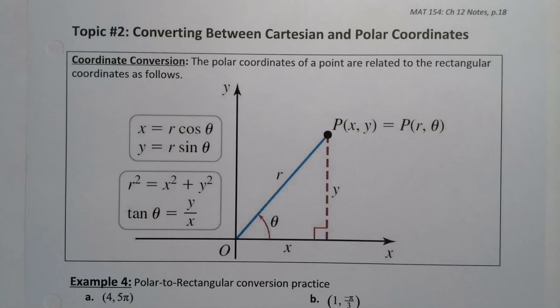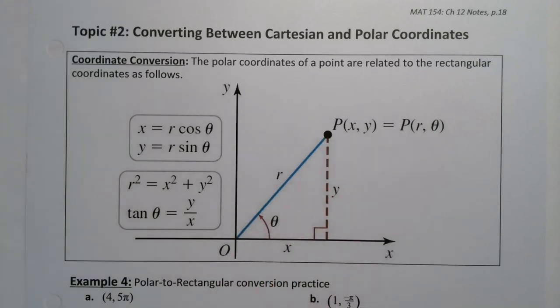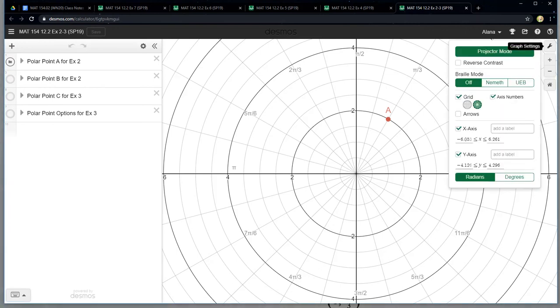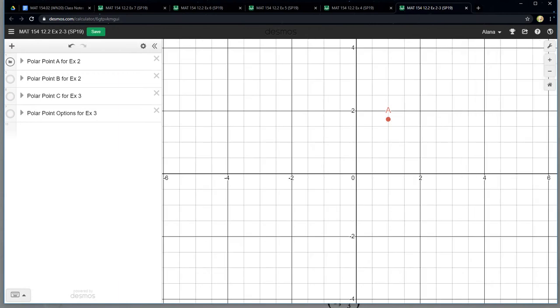Since the polar coordinate system is just as valid a system as the Cartesian coordinate system, we should be able to take one point P and express it in both x, y, and r, theta coordinates. Let me prove to you this is true with Desmos. So here's that point A we were working with in the last example, and I'm in the polar grid in Desmos. If I go up here to the little wrench and I switch my grid, I can see that point exists in the XY coordinate system as well, right?